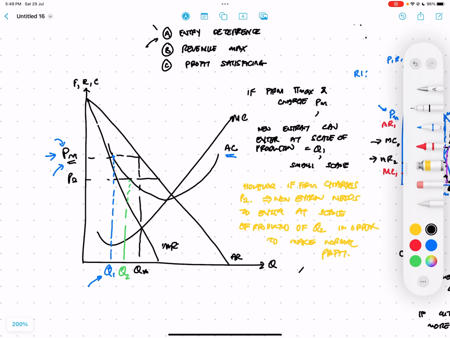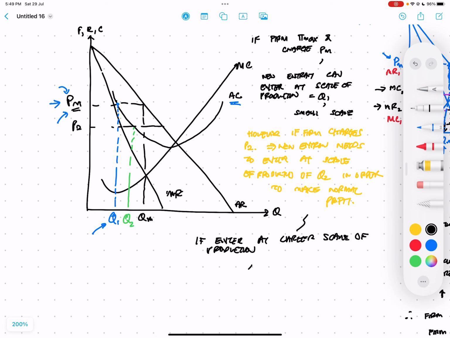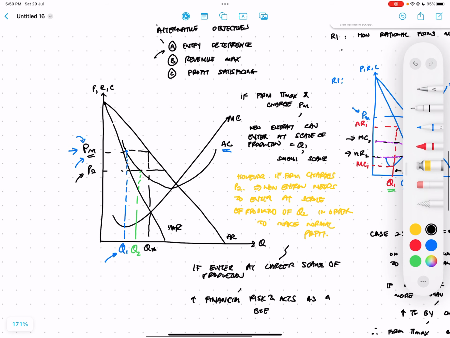So the way this deters entry is that if you have to enter at a larger scale of production, then it increases the financial risk, because once you come in big, right? So it increases the financial risk and acts as a barrier to entry. And that's why it deters entry, and that's why firms might not want to price at PM, they want to price at P2 instead. Yeah. So this is the first example of a deviation from profit max.